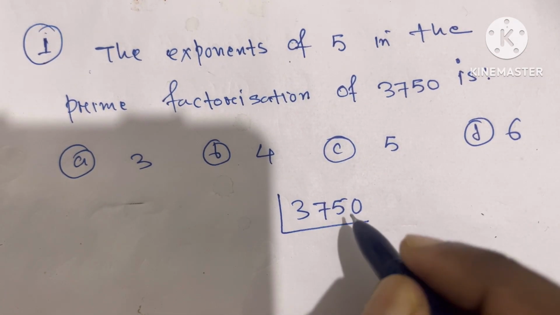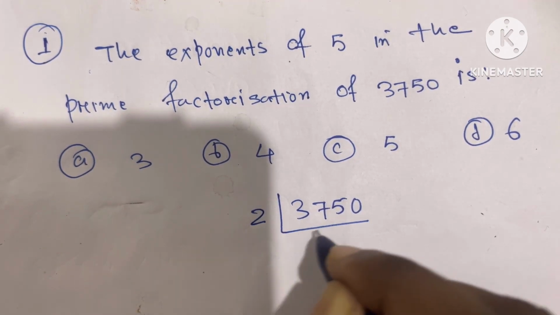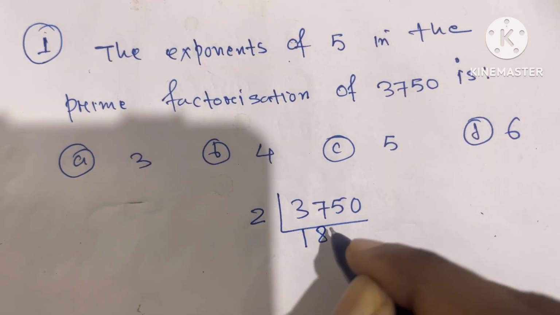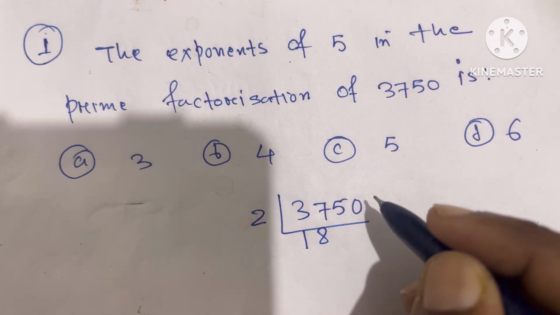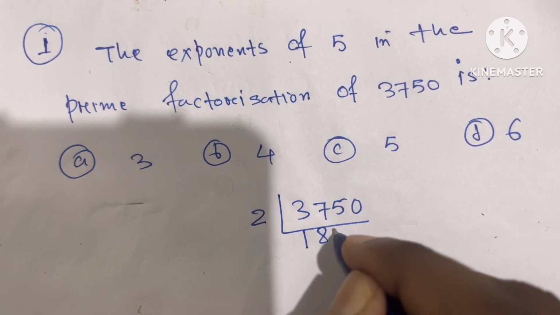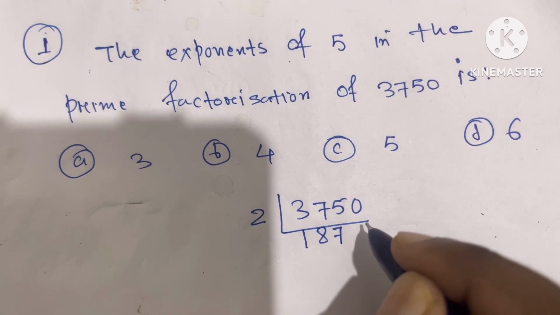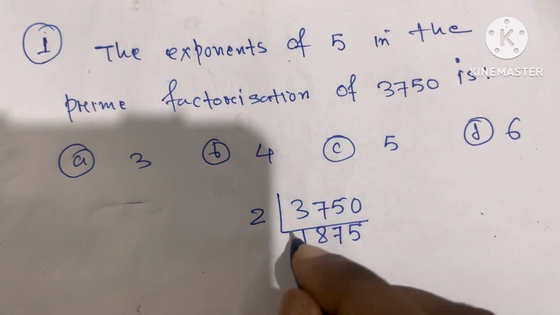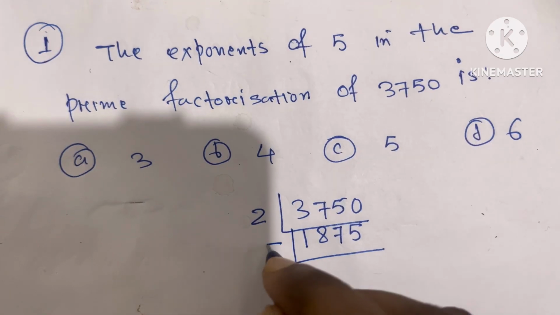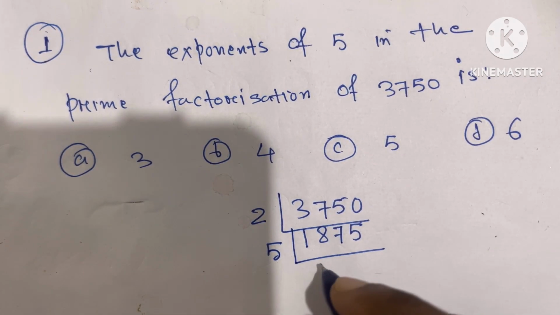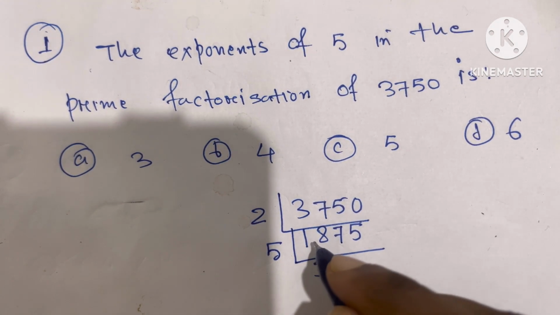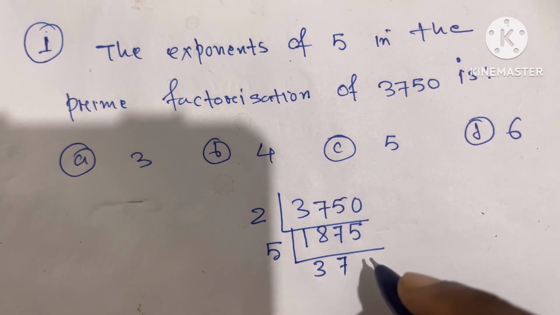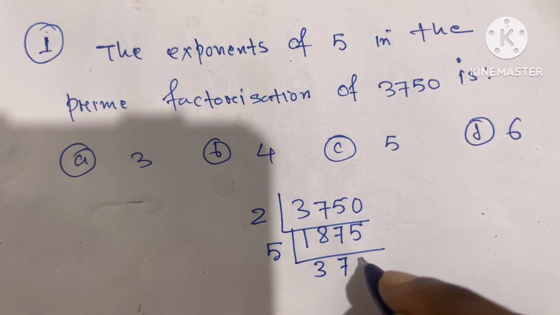The last digit is 0, so you can start by dividing by 2. 2 ones are 2, 3 minus 2 is 1, 1 and 7 is 17, 2 eights are 16, 17 minus 16 is 1, 1 and 5 is 15, 2 sevens are 14, 15 minus 14 is 1, 1 and 0 is 10, 2 fives are 10. Now the last digit is 5, so we can divide by the prime factor 5. 5 threes are 15, 18 minus 15 is 3, 3 and 7 is 37, 5 sevens are 35, 37 minus 35 is 2, 2 and 5 is 25, 5 fives are 25.